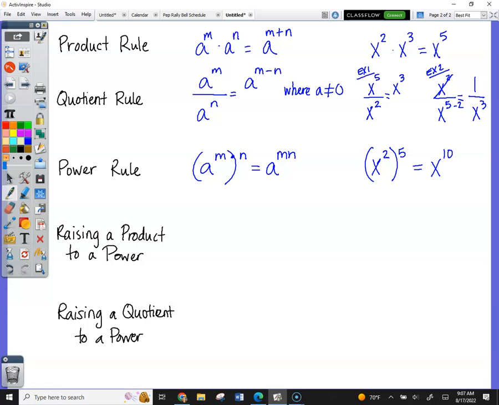Visualize that expanded form. Now I'm going to show you another technique, and you may not like this. You may think that's stupid. That didn't help me. This is the way that I remember.